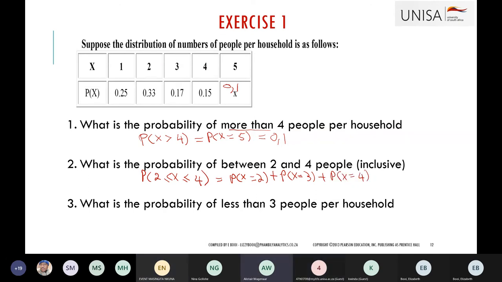And then, from now on, my voice is dying, so I'm going to keep quiet. Okay? So what are the limits? 0.33 plus 0.17, and that is equal to 0.65.